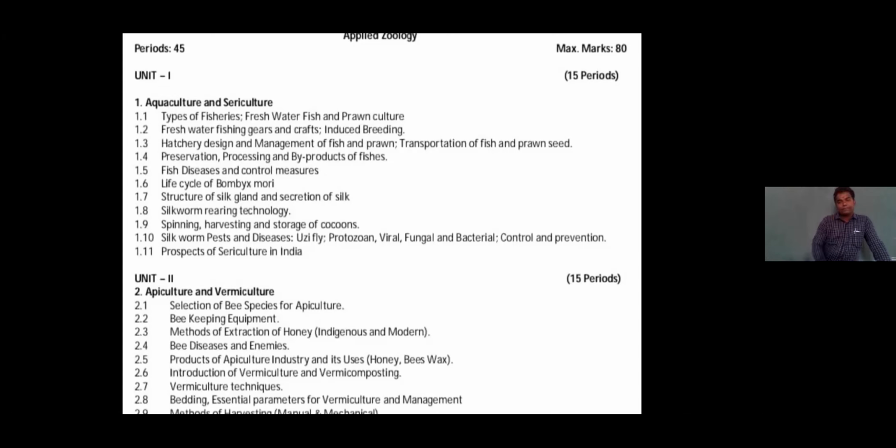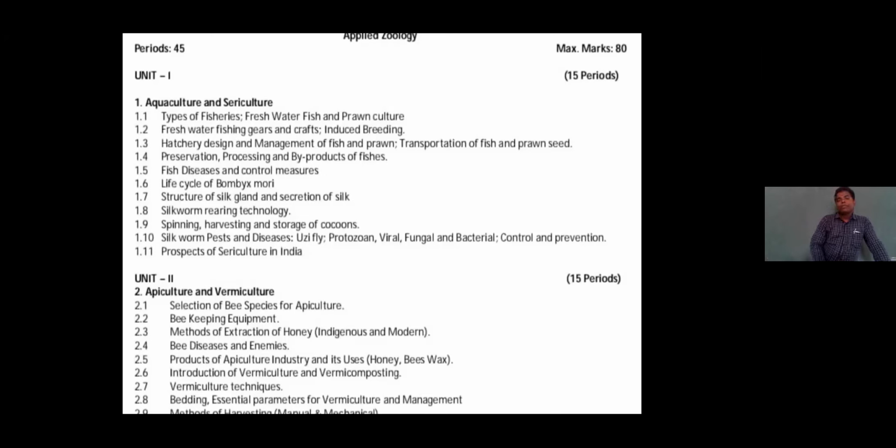The types of fisheries. Many types of fisheries are there, and we will be discussing them one by one in detail. Mainly, fish culture is there, and prawn culture is there. What is fish culture? It is the rearing and production of fish meat, fish eggs, fish hatcheries and everything, for the sustainable development of human beings. So that is freshwater fisheries.